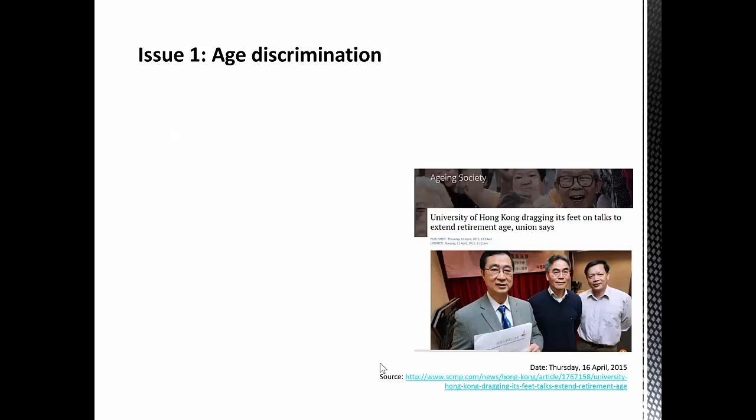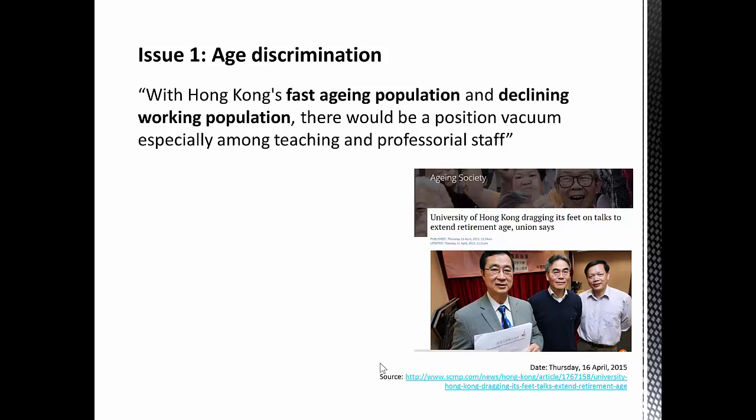However, the University of Hong Kong did not address this issue. Therefore, some professors left for universities with extended retirement age. In the picture, these three people are fighting for extended retirement age in our university. They said, with Hong Kong's fast aging population and declining working population, there would be a position vacuum, especially among teaching and professorial staff.